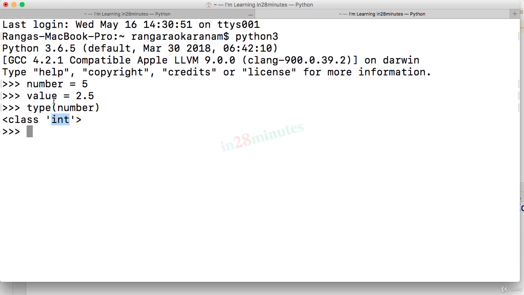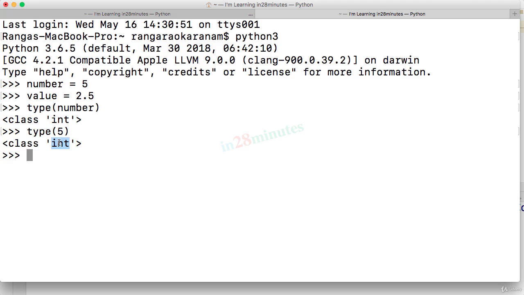So the class for this particular thing is int. If you type in type of 5, you would get int. All the whole numbers, all the integers, are represented by a class int.